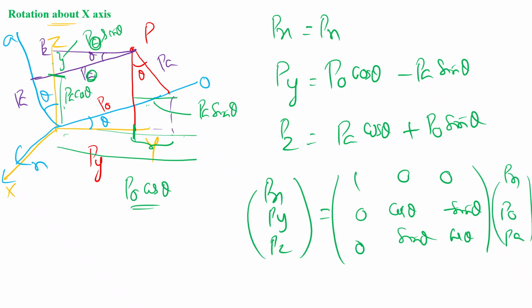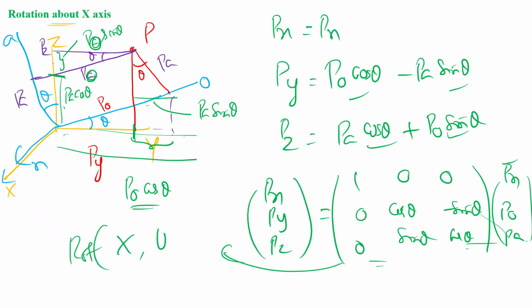You can check that. Px equals, if you multiply this, Pn only, so this is correct. Then Py equals 0, 0, then Po cos theta, correct, and then minus Pa sin theta, correct. And then Pz is 0, then Po sin theta, correct, then Pa cos theta, correct. So what is this? This is the rotation matrix about the x-axis, where the angle is theta.